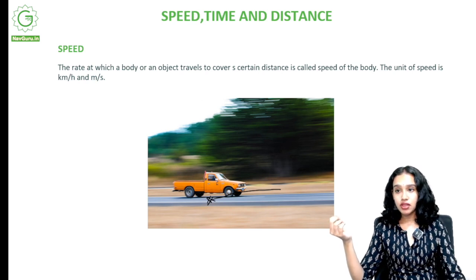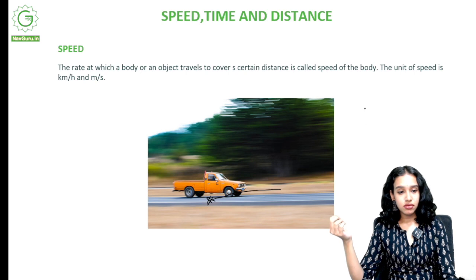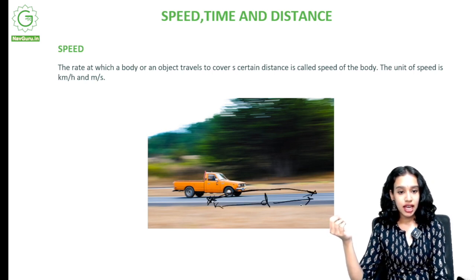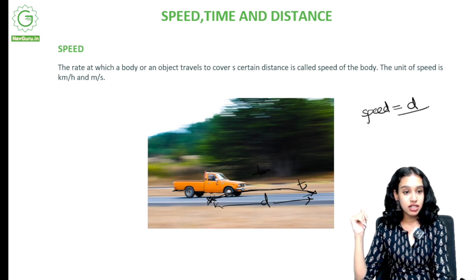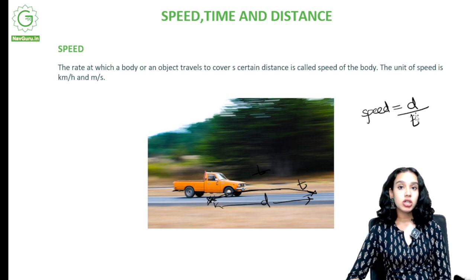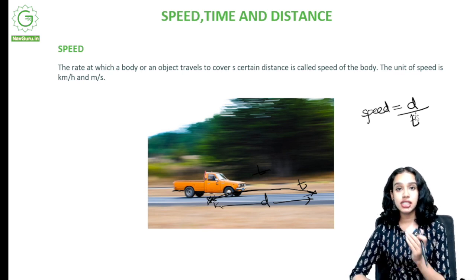So let's say we have, we are going from here to here, and this is the distance, and I'm taking t amount of time to travel here. So we could say that my speed is the amount of distance covered divided by time. So what is speed? Speed is the rate at which a distance is covered.